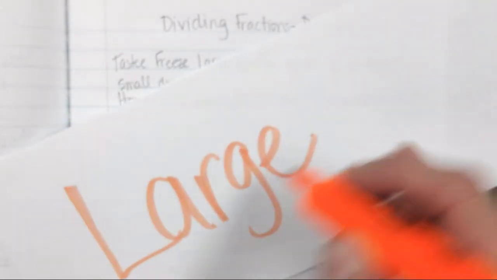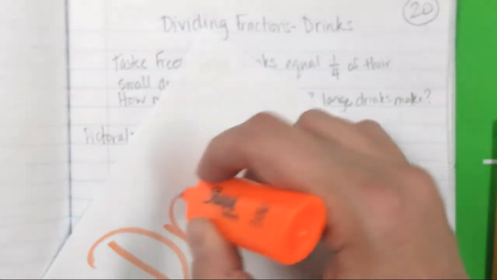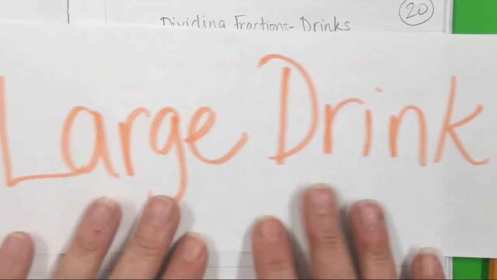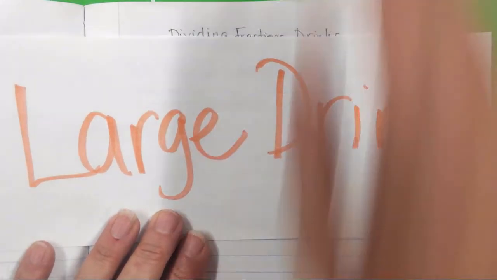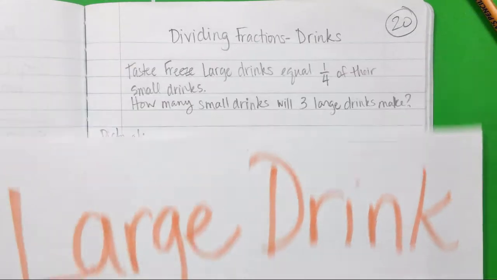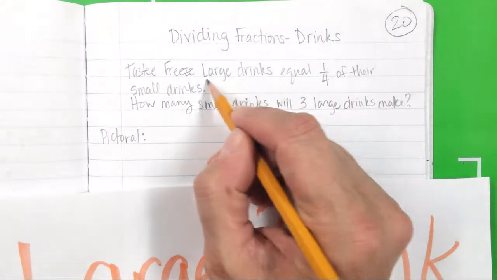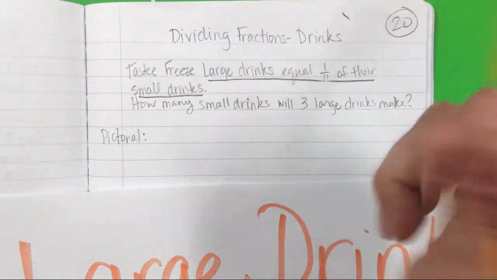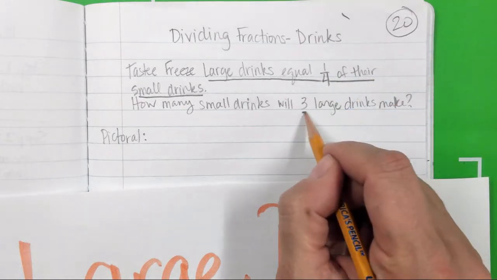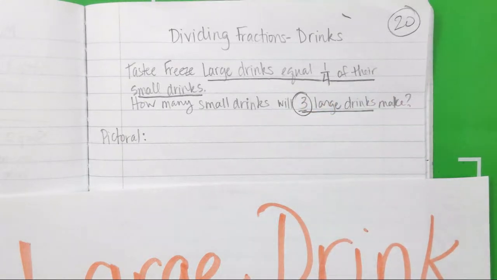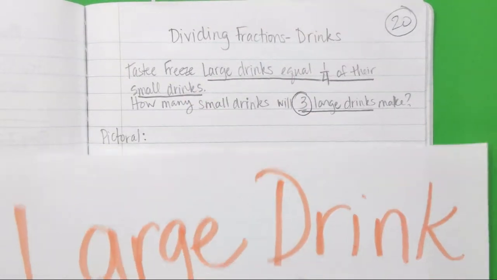This is going to represent my large drink. All right? I've got a large drink, right? Too bad I don't have a drink that I could give y'all, huh? That would be pretty funny. So this is my large drink. In our problem, a small drink equals 1/4 of their large drink. And I want to know how much 3 large drinks will make, right? Does everybody agree? All right.